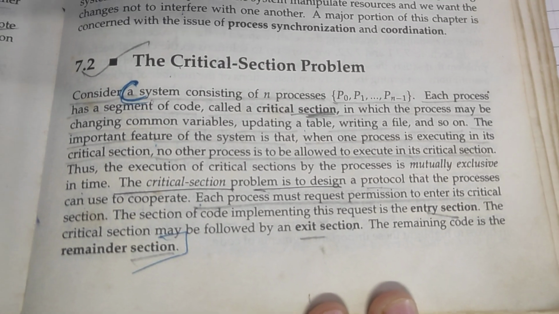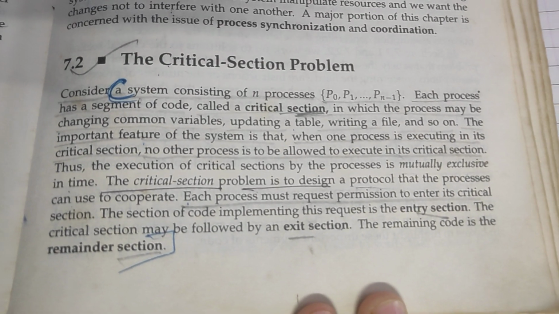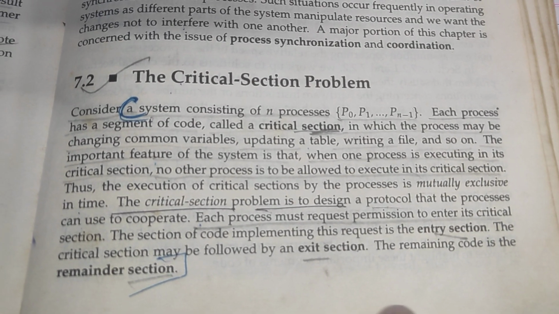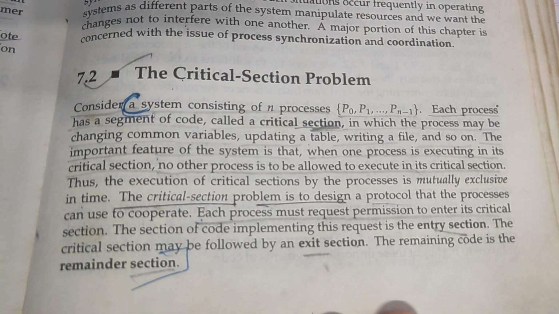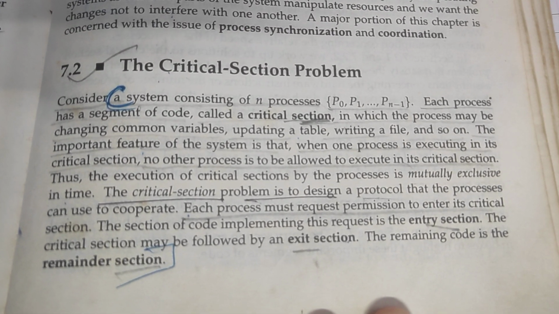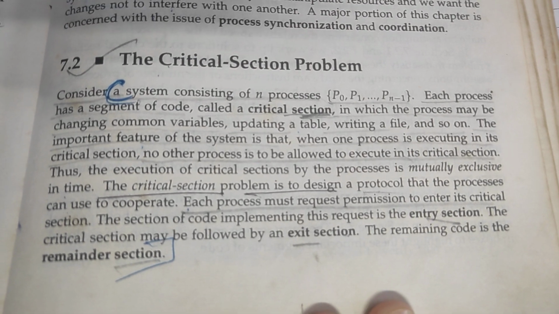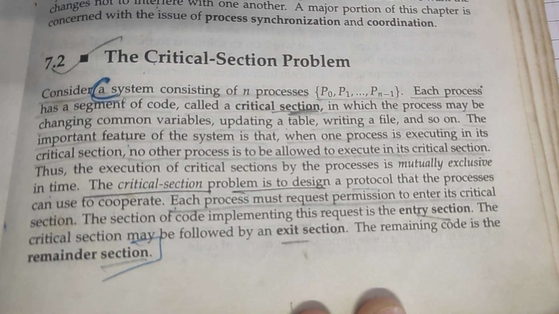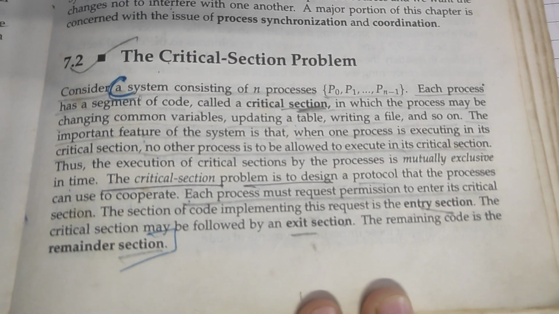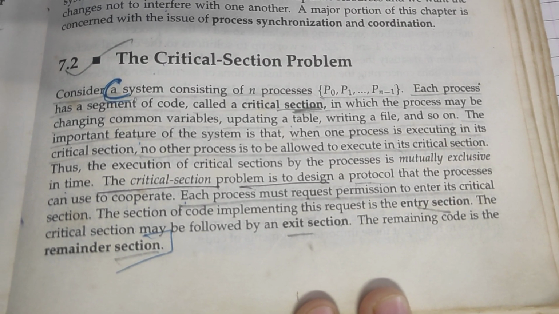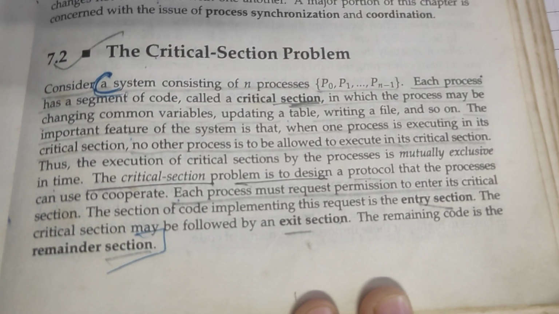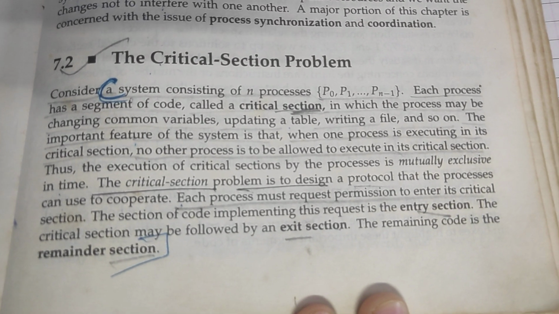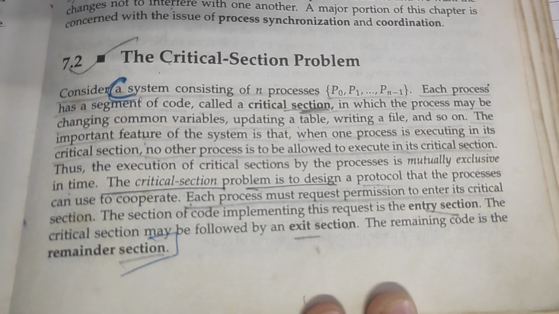Each process has a segment of code called a critical section, in which the process may be changing common variables, updating a table, writing a file, and so on. The important feature of the system is that when one process is executing in its critical section, no other process is to be allowed to execute in its critical section. Thus, the execution of critical sections by the processes is mutually exclusive in time.